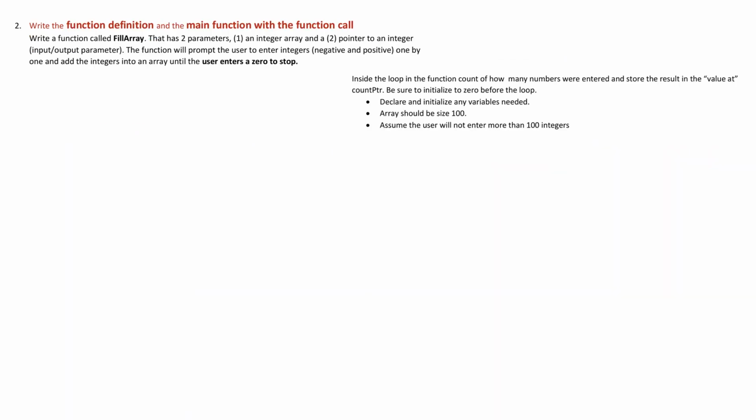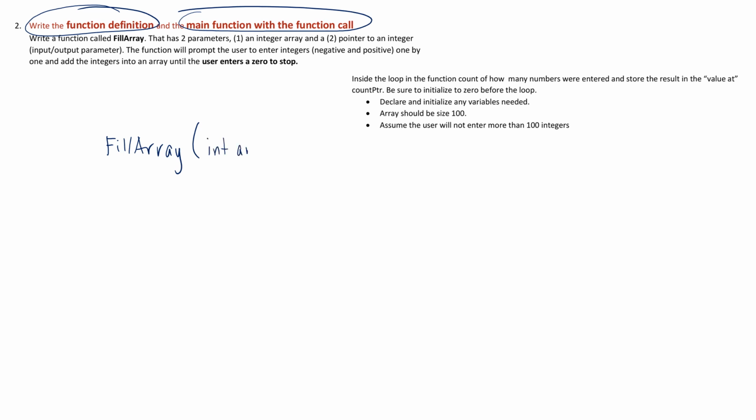Question 2. You're going to write the function definition and the main function with the function call. All right, so our function is called fill array. So the name of the function is fill array. It has 2 parameters, an integer array, and a pointer to an integer, and that's called count pointer. Obviously, read through it. Okay, it has a void return type.